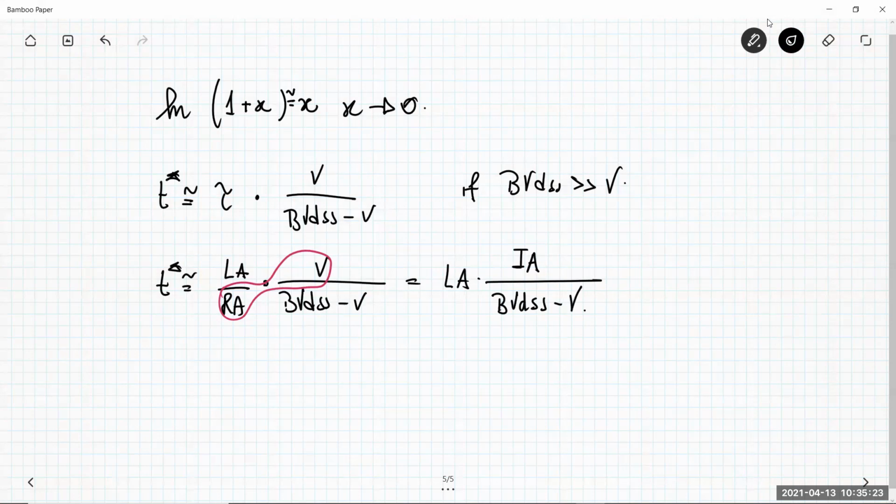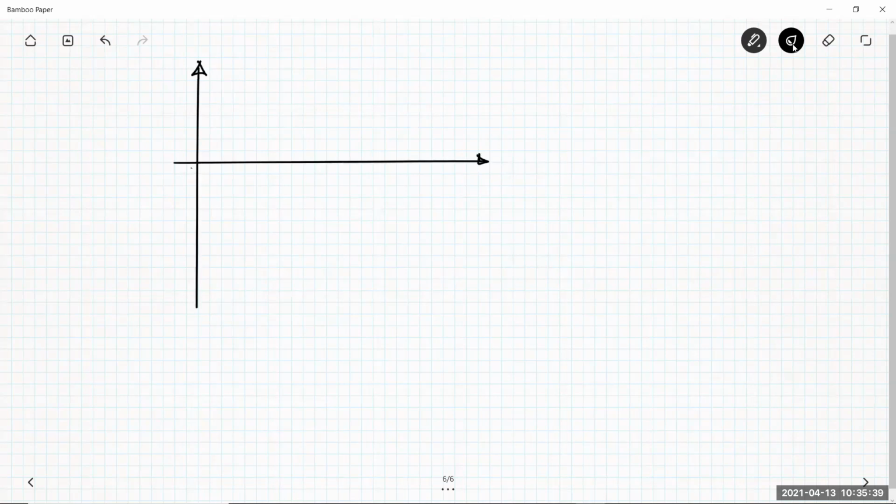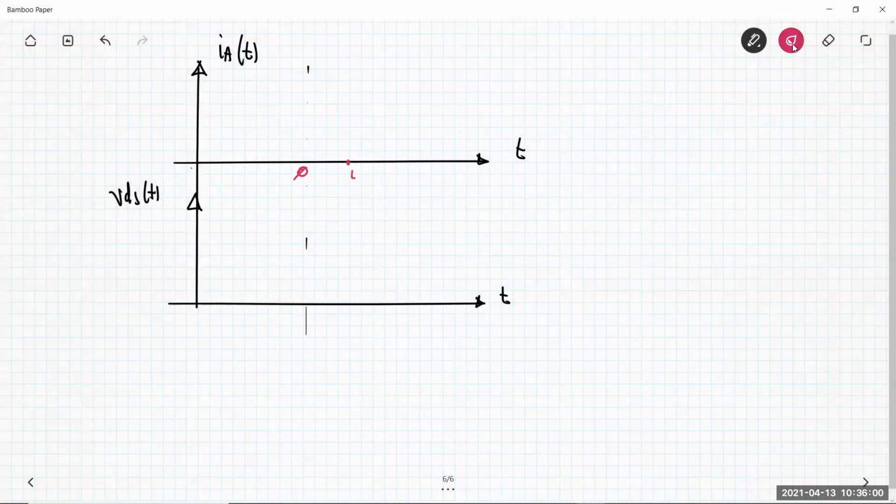Now, this is my approximation for the time interval T star, the time that is required for the MOSFET to become an open switch. So let me draw here again the current through the phase and plot also the voltage VDS. Let's just focus our attention on the turn-off phase. So the time interval is from 0 to T star.